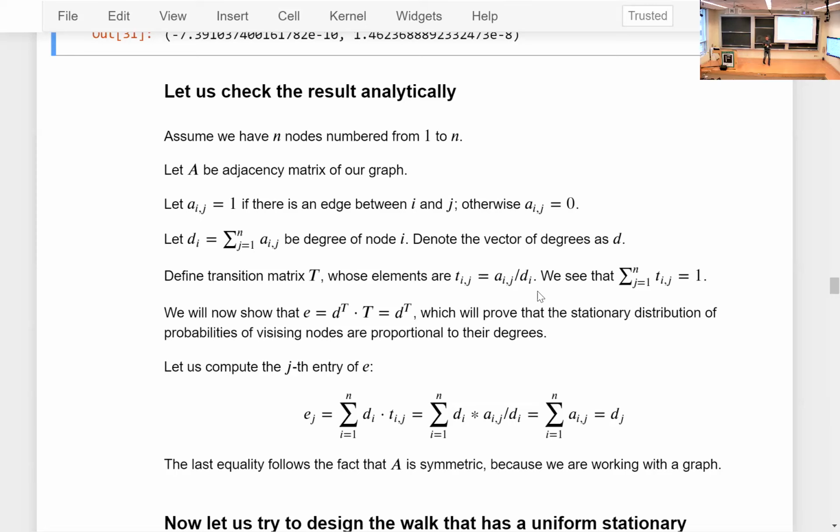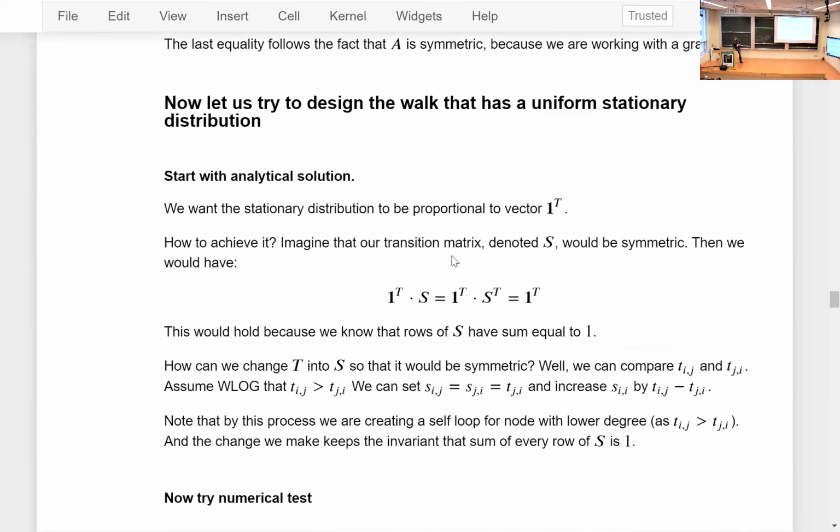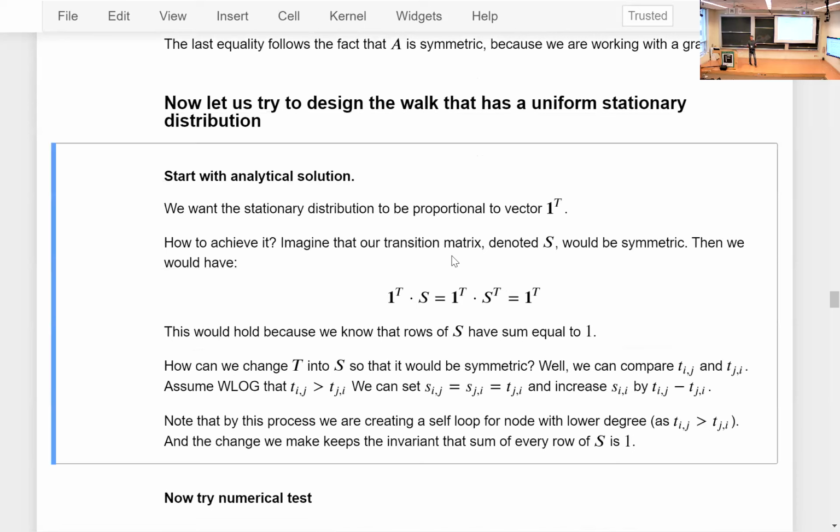But what I find interesting is that it gives me the idea how to correct this walk if I wanted a uniform distribution of this walk. So this walk does not have uniform distribution over nodes, but I could ask, okay, what if I wanted a uniform distribution? Looking at this derivation from an analytical perspective, there is one observation. What if my matrix T, because matrix T was not symmetric as we discussed, what if it were symmetric? Could I make it symmetric?